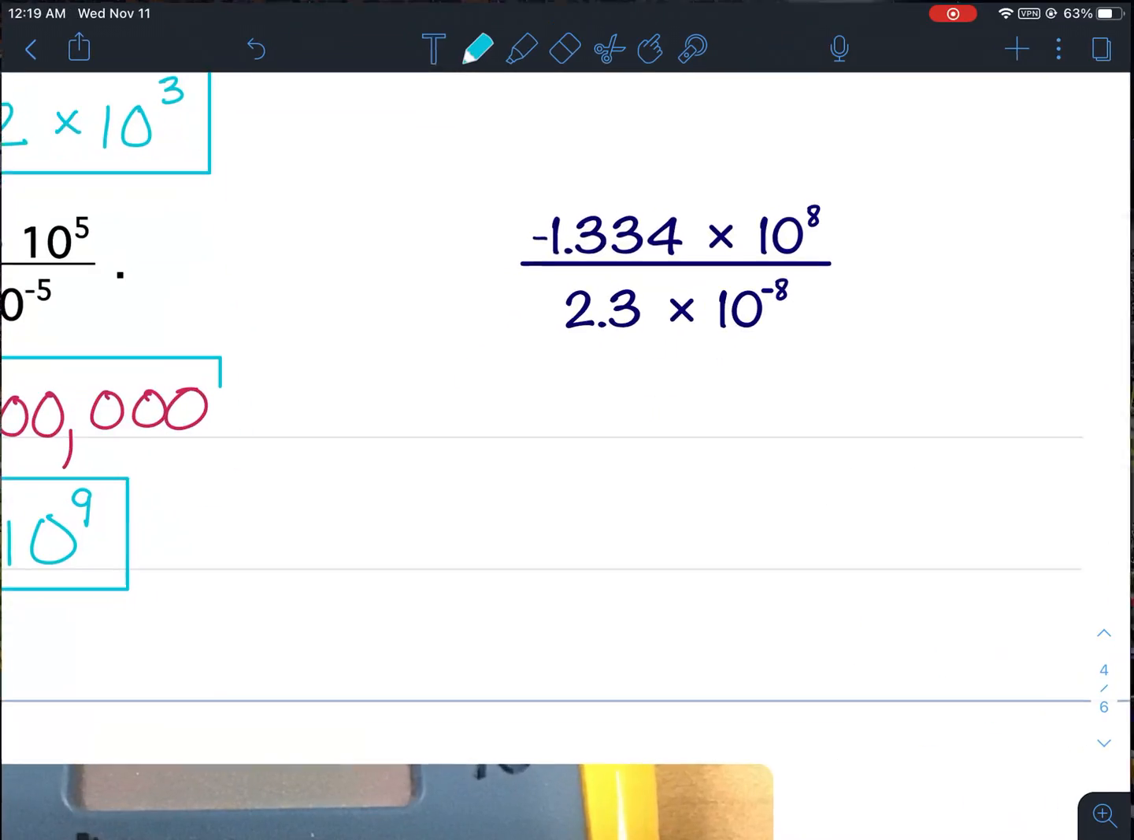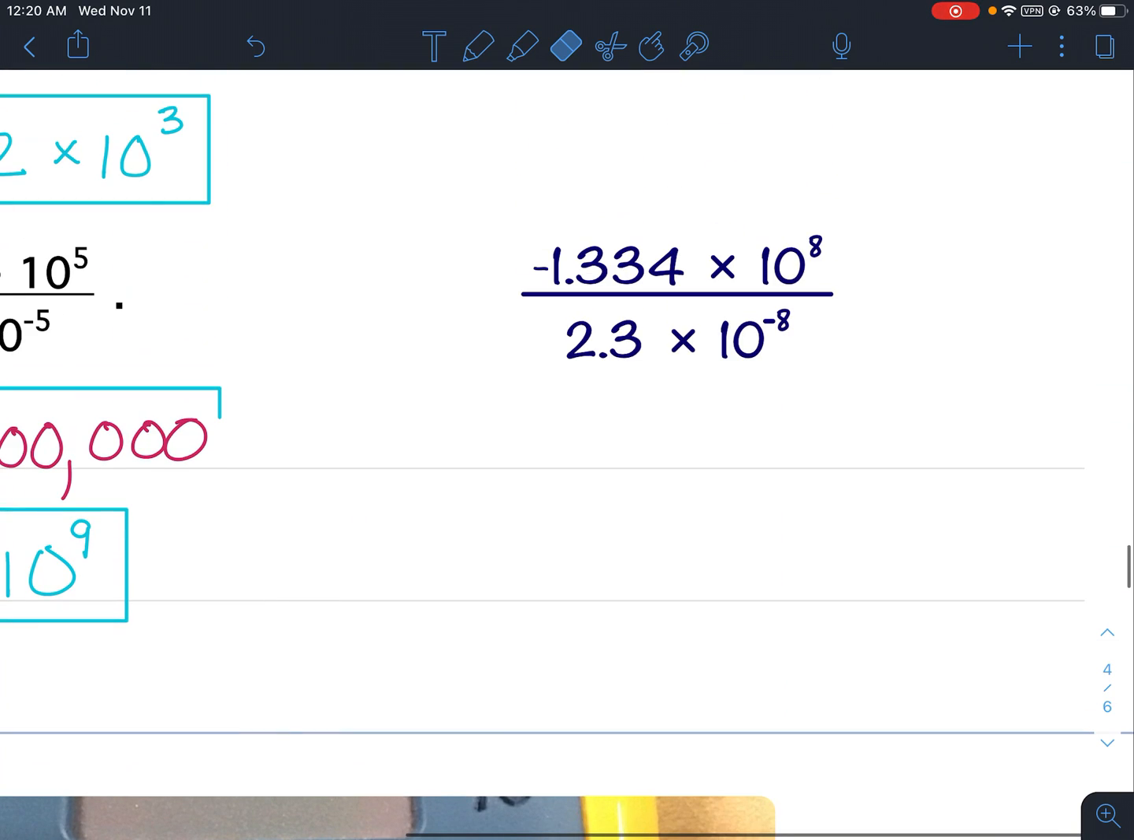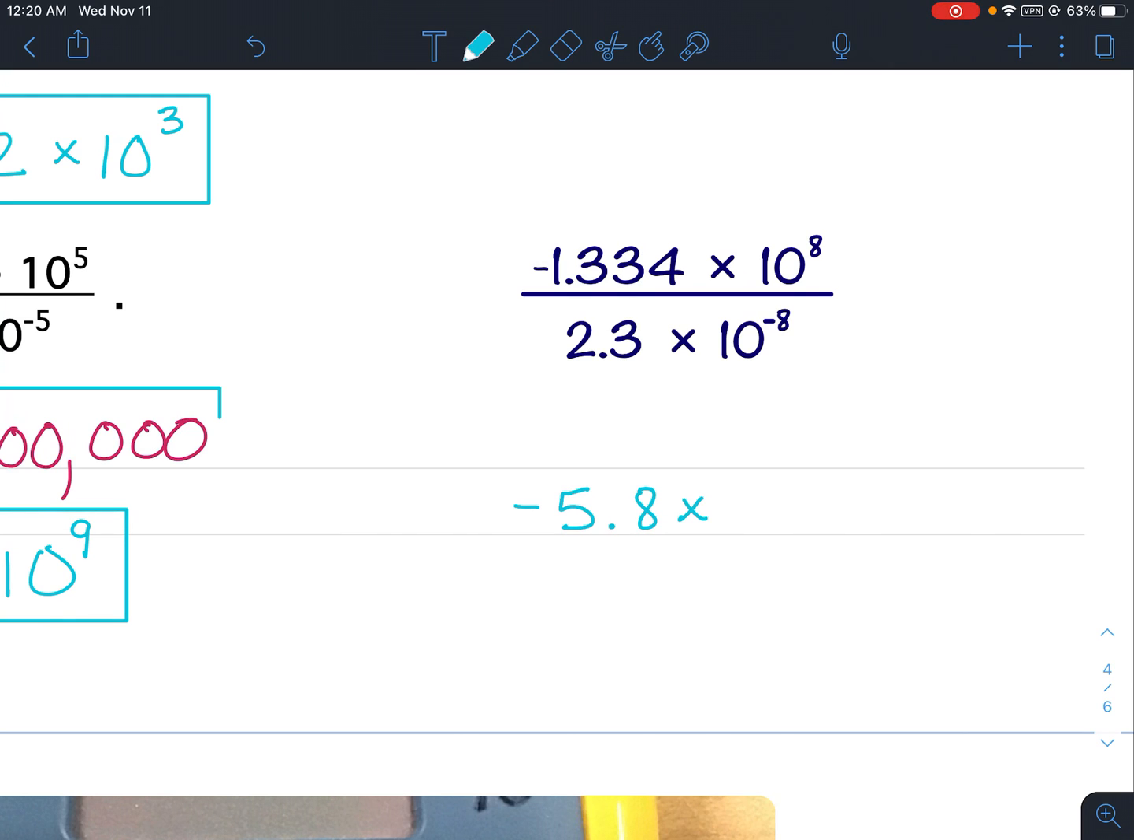So let me show you down here. So negative 1.334 times 10 to the 8th divided by 2.3 times 10 to the negative 8. Notice how it gave me the scientific notation right away. So if you come across a problem like this, do not worry about showing the work of standard notation. Just go ahead and write the scientific notation down. All right, so my final answer for this one would be negative 5.8 times 10 to the 15th.